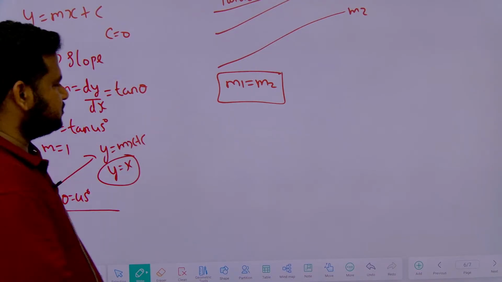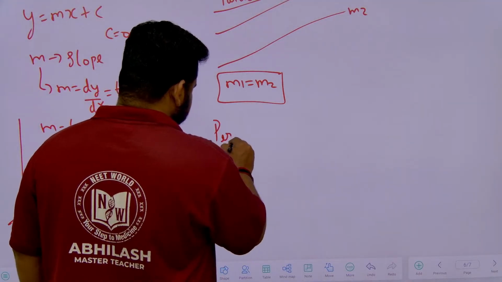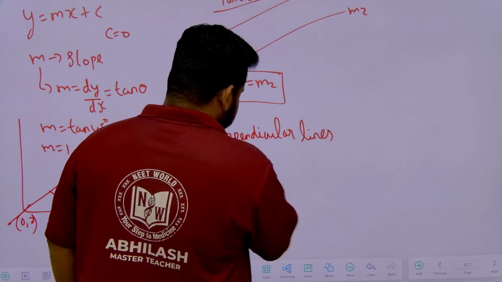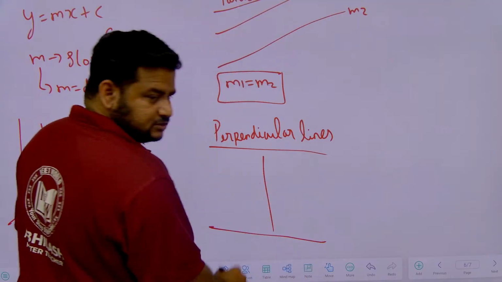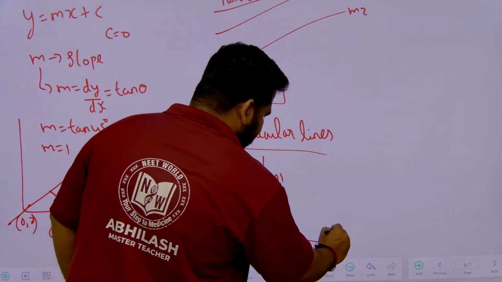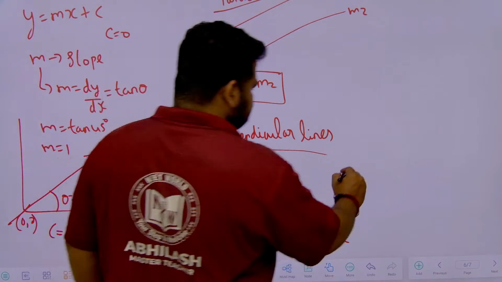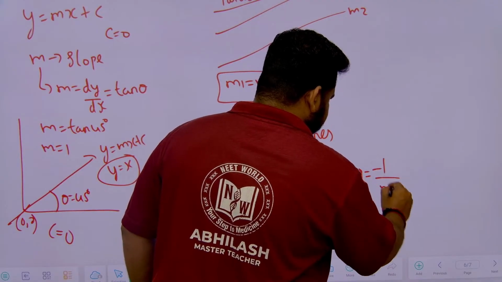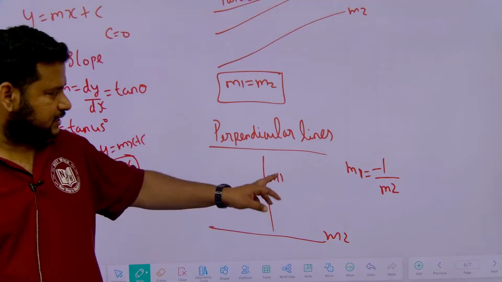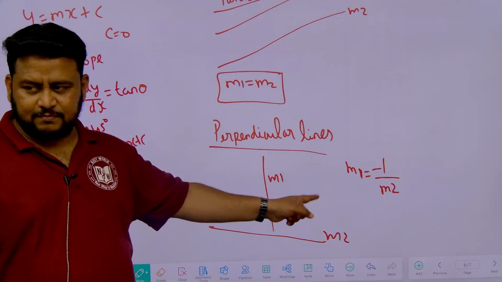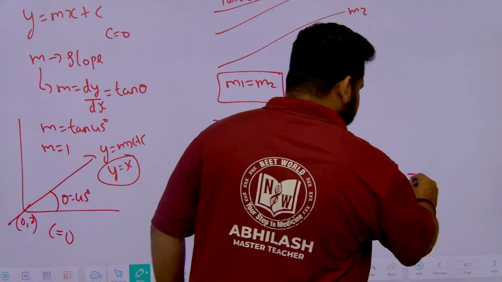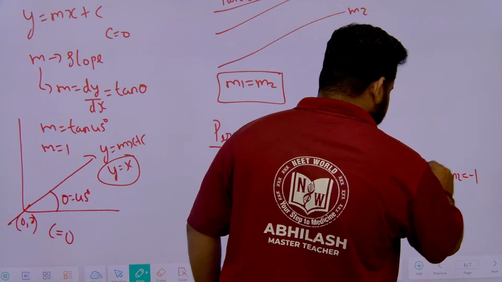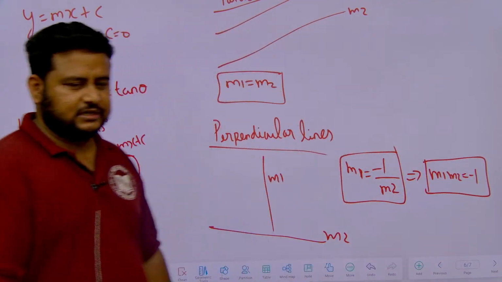What about perpendicular lines? Suppose you are having perpendicular lines like this. Slope of this line is m1, slope of this line is m2. Here m1 will be equal to the reciprocal of m2 along with a negative sign. So m1 will be equal to minus 1 by m2, or you can also write it as m1 m2 will be equal to minus 1. You can remember this or this.